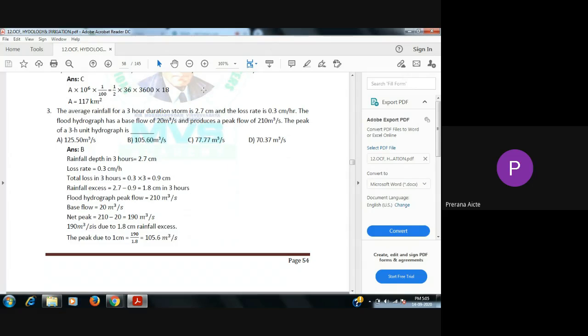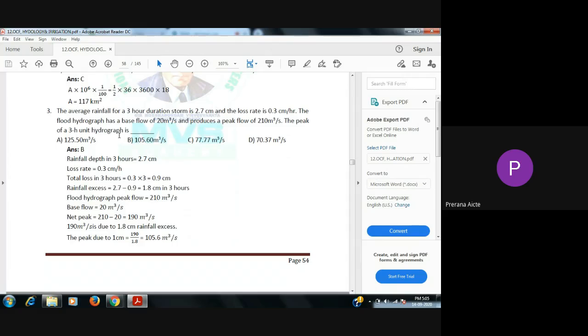The average rainfall for a 3-hour duration storm is 2.7 centimeter and the loss rate is 0.3 centimeter per hour. Let us understand the problem first. The average rainfall for a 3-hour duration storm is 2.7 centimeter. That's the rainfall. And the loss rate is 0.3 centimeter per hour. So 0.3 centimeter per hour into 3 hours means 0.9 occurs. Now 2.7 minus 0.9, like this.